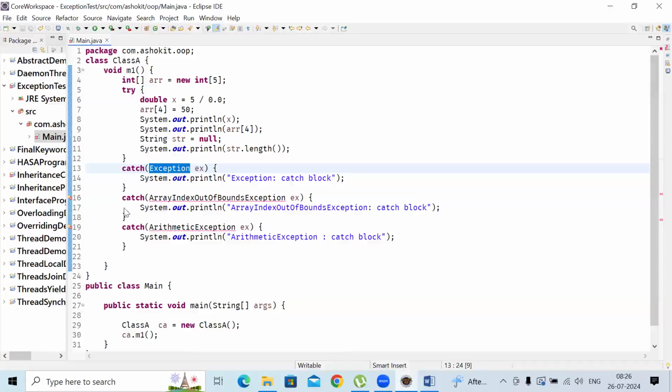So tell me, is this the correct way of writing the catch blocks? No. So what is the correct way of writing multiple catch blocks? First, we can write catch blocks for specific exceptions followed by a catch block for exception. That is valid, but the reverse is not valid. Did you get my point?